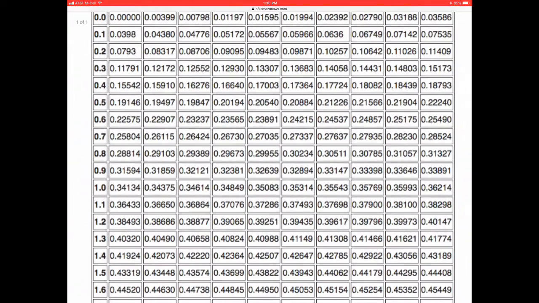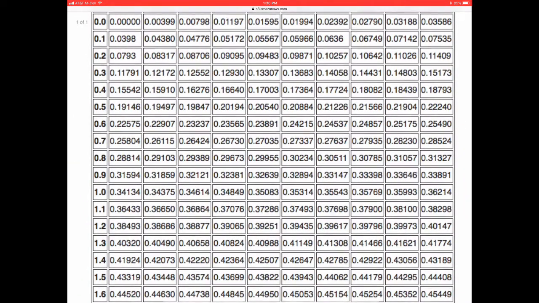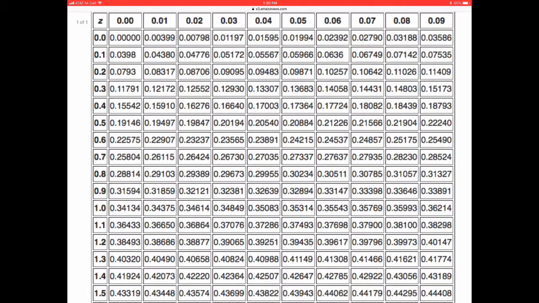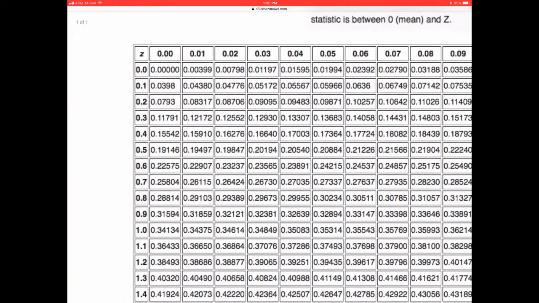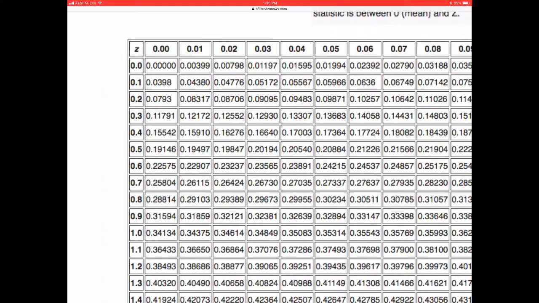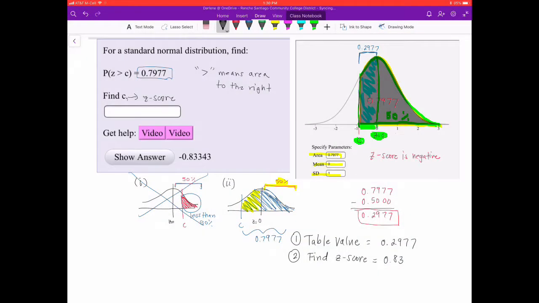So it looks like it's up here somewhere. Right here, so 0.2967, and then it jumps to 0.2995. So it looks like this one here would be the closest. And that gives us a corresponding z-score of 0.83. Well, the corresponding z-score to the table value of 0.2977 is 0.83. We know one thing, right? We know that the z-score was negative. So that means that now c is equal to 0.83, but it's on the left side of the mean, so it'll be negative.